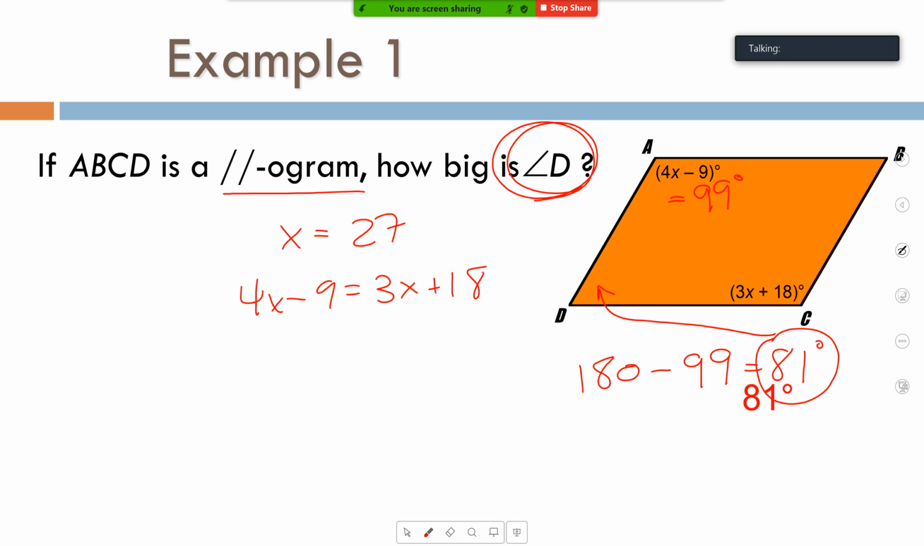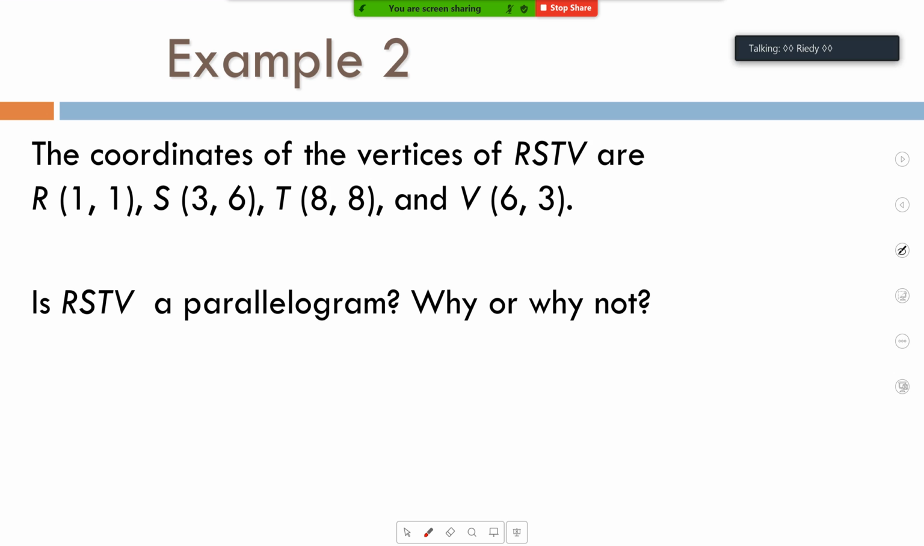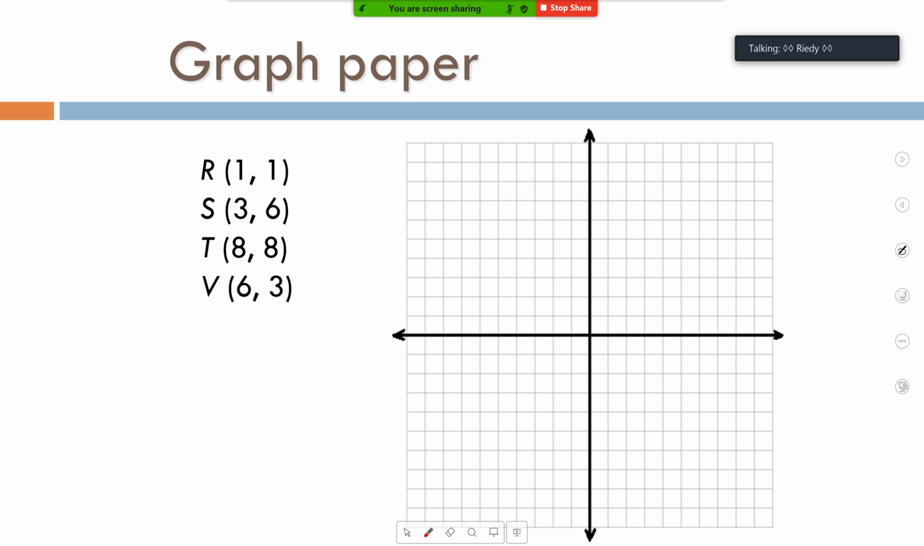Beautiful. Not working. There we go. Okay, now let's make things interesting. Let's take a parallelogram, or something we think is a parallelogram, and put it on a coordinate plane and do some calculations. It's been a while since we've done this, so this will be a good refresher for some of you. By the way, saying that I graphed it is not good enough. We're going to have to do some work.